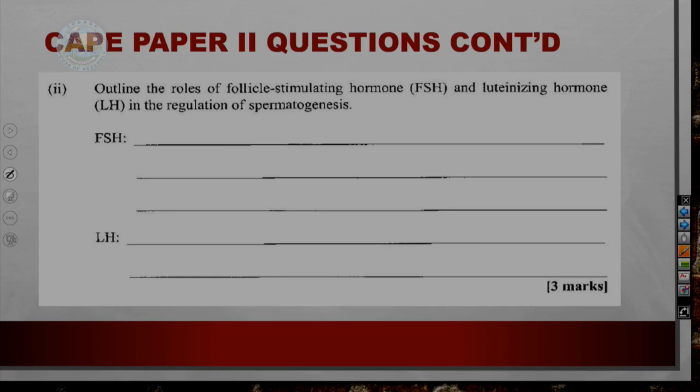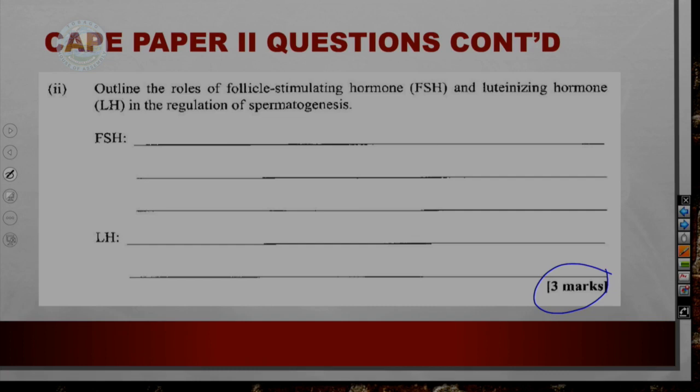So let's look at the second question we saw at the beginning. Outline the roles of follicle-stimulating hormone, FSH, and luteinizing hormone, LH, in the regulation of spermatogenesis. So they would have laid it out here for us, and you're supposed to write within the lines. I would suggest you should write at least 2 lines of whatever your answer is. You have 3 marks allotted to you. So again, one question will be carrying 2 marks and the other one 1. So look at the weighting.